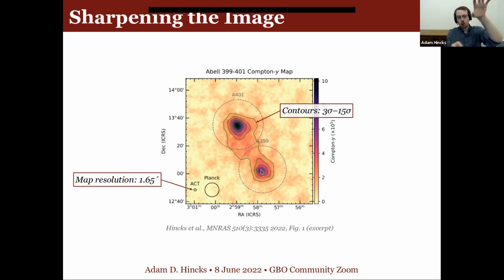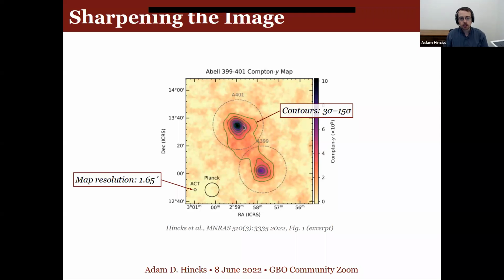This is in an RA-Dec coordinate system. The Planck map was rotated so that it was horizontally oriented. And this is our resolution here. So you can see here the improvement we get over the Planck beam. And now we have lots and lots of beam elements looking at this bridge region with high signal to noise.